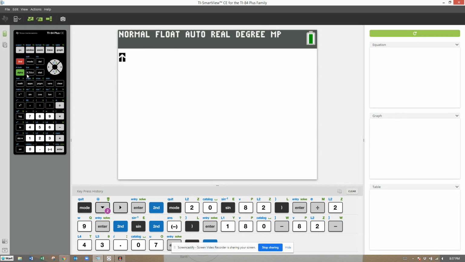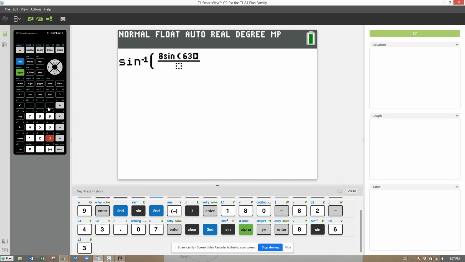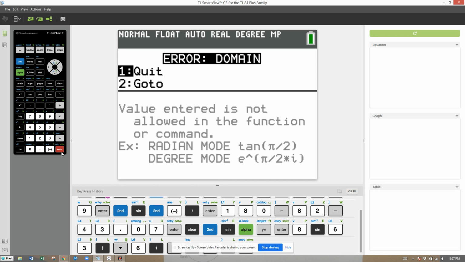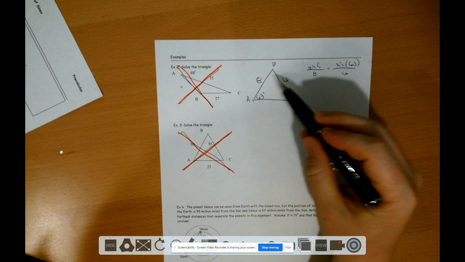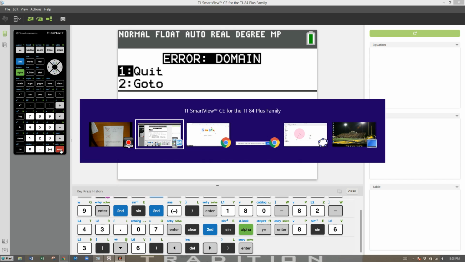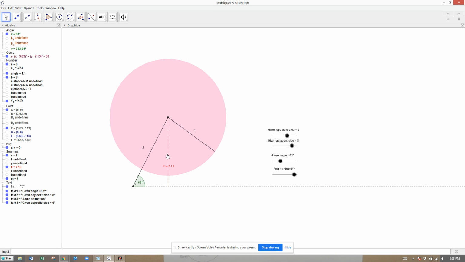So if I take the arc sine of 8 sine 63 divided by 6, oops, it's going to yell at me and say I got an error, because it is impossible for this triangle to exist. And you can see that by looking at this diagram here.